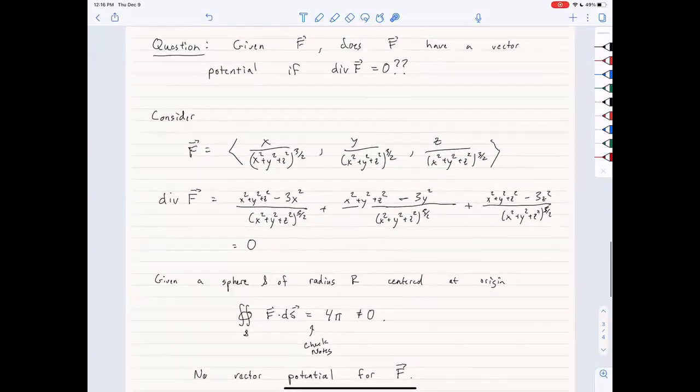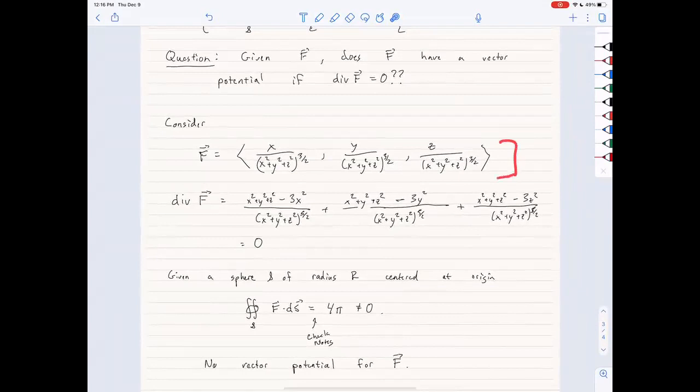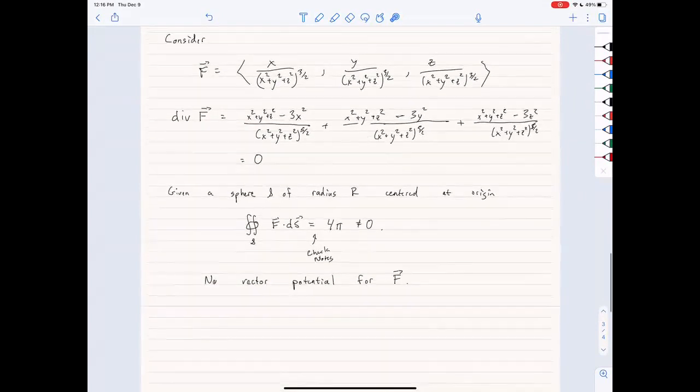So let me ask you guys, is f defined on a great region? Is it defined everywhere? Where is it not defined? The origin. F is not defined at the origin. So is F defined on a simply connected region? Question? Answer? How many say yes? How many say no? Exactly 0 people were right.